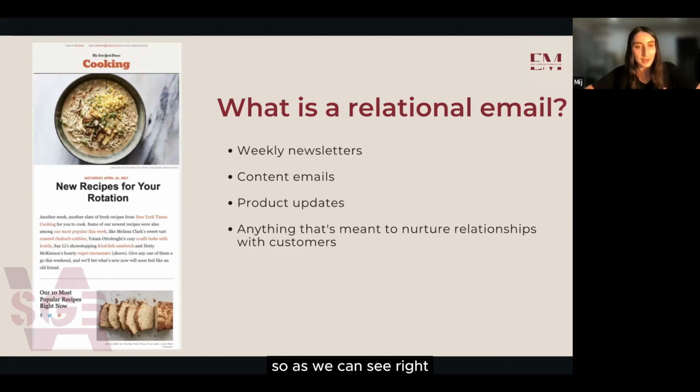So as we can see, we have a picture, "New recipe for your rotation." So basically, this is New York Times Cooking. They have a blog about recipes. And what they do with their customers is send them weekly newsletters about the recipes. So this is their way of keeping relationships and providing value about the recipes. That's one of the examples.